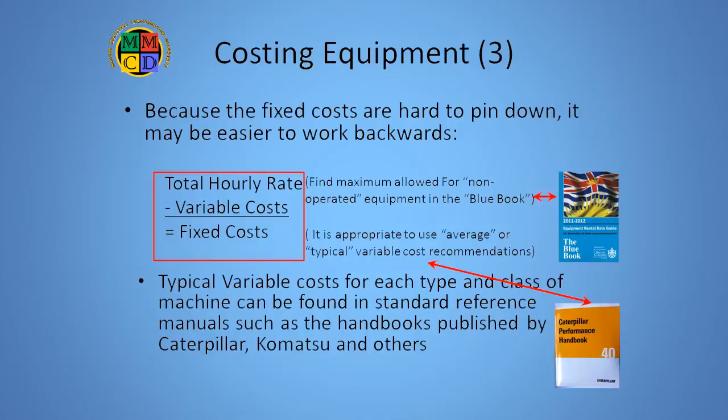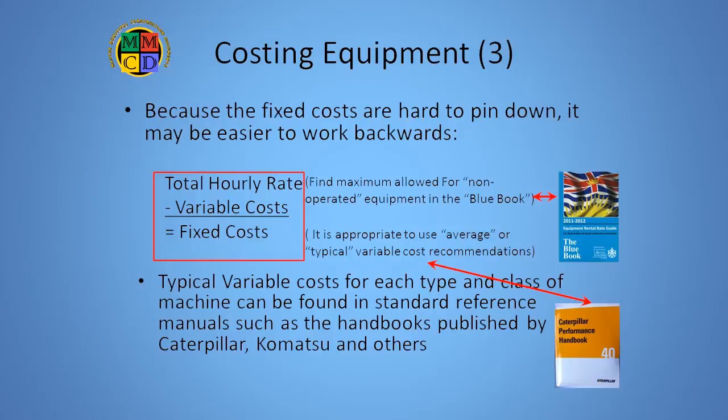Step 2. Using the manufacturer's handbook, for example, the CAT handbook for Caterpillar equipment, look in the owning and operating cost section. It will provide a range for each type of variable cost. Choose the typical or average point within each range for each component, unless there are specific reasons to use something else. Step 3. Add up all the variable cost items and subtract that sum from the Blue Book rate. The difference will be a good approximation of the fixed portion of the full rate. This is the amount to use when approving a standby rate, again, unless there are special circumstances.